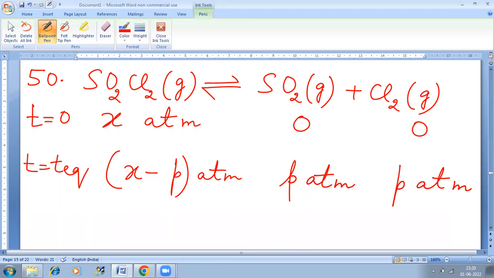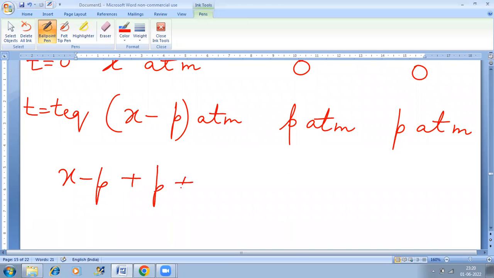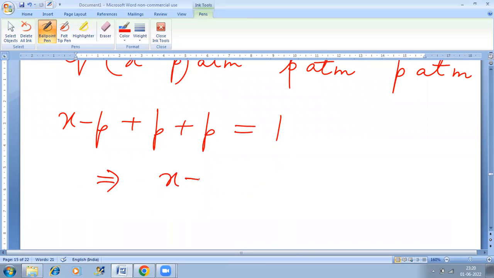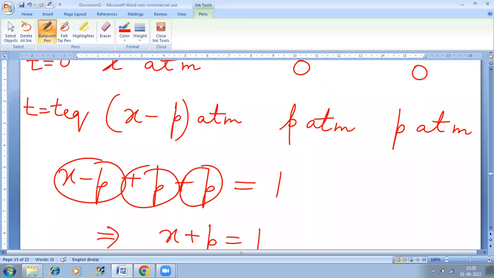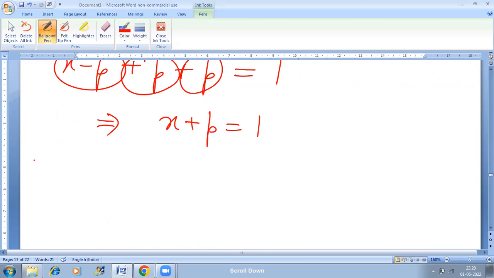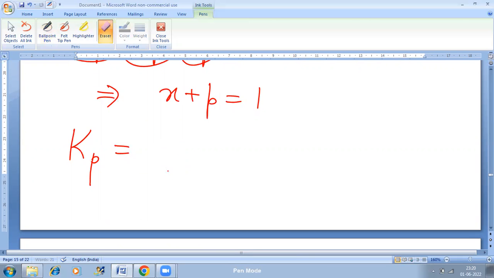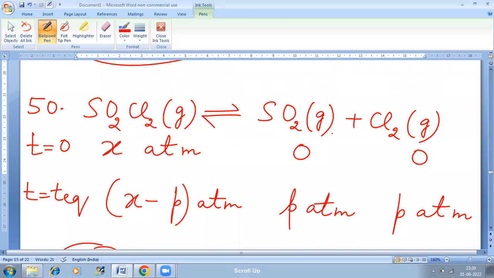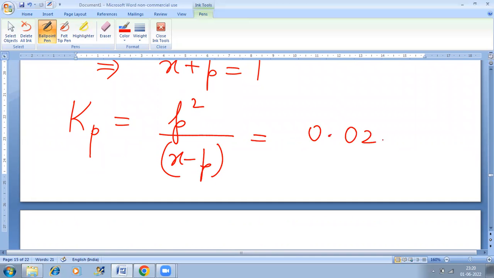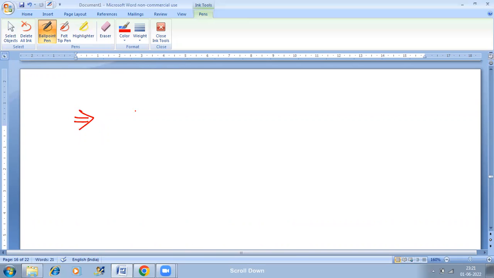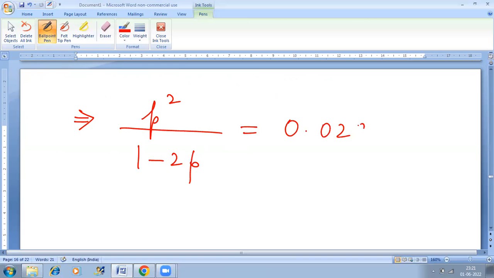All right. It's mentioned that the total pressure at equilibrium is 1 atm. So X minus P plus P plus P is equal to 1 atm. From here I will get X plus P is equal to 1. Partial pressures have been added because we know that the sum of all partial pressures is equal to the total pressure. Okay, now Kp has been given. So I can say that Kp is equal to partial pressure of SO2 multiplied by partial pressure of Cl2 upon partial pressure of SO2Cl2. So P into P upon X minus P. Kp is 0.029. So I can say that P square upon 1 minus 2P is equal to 0.029.